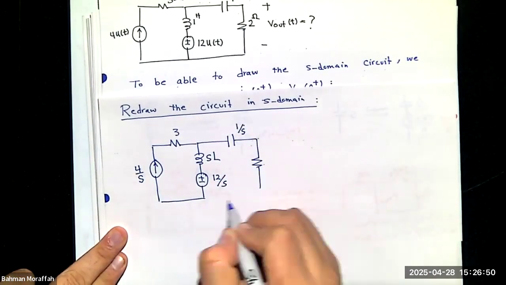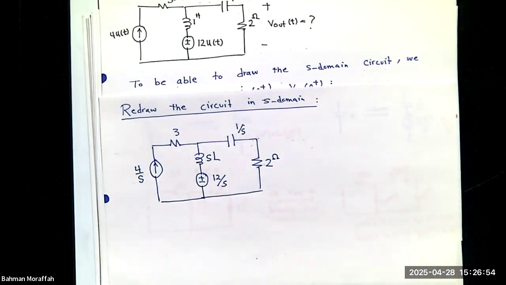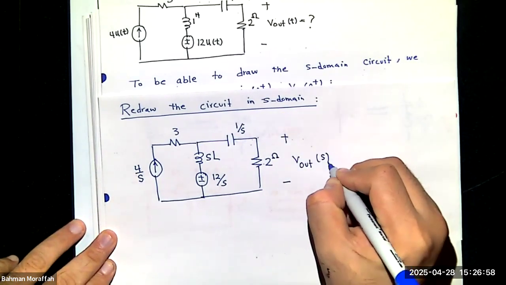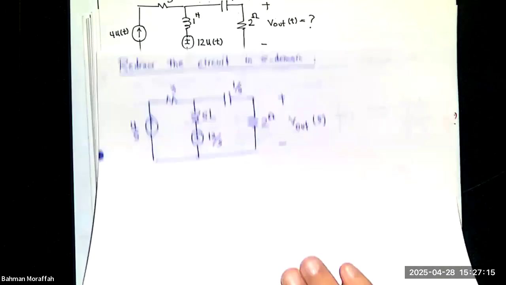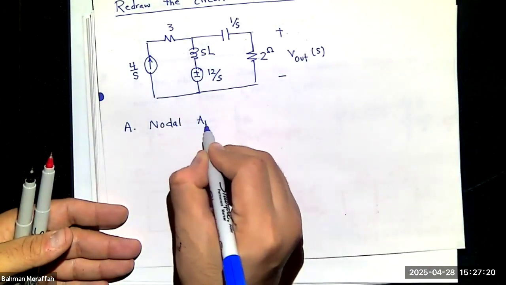And then I have this 2 ohms resistor. And the question is, what is this V out of this? You with me so far? This is my circuit. No, I can't use my favorite method. Let's do nodal analysis for now. Okay? Nodal analysis.